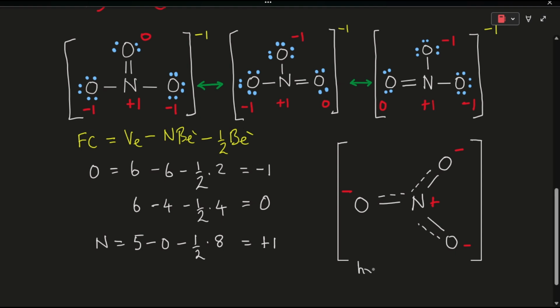So this will be the hybrid structure for the 3 resonance structures of the nitrate ion.